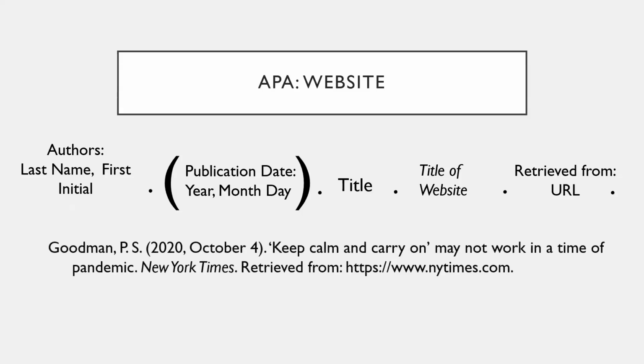So this is what it looks like. I have Goodman, P. S., and then I have 2020, comma, October 4. All of that is in parentheses with a period. And then I have the title, which, remember, is in sentence case, only proper nouns and the beginning of the sentence are capitalized. Then I have a period at the end of that, and I have The New York Times, period, and then I have Retrieved from. APA doesn't really like to use permalinks or long links like that for newspapers. So you just use newyorktimes.com for that.